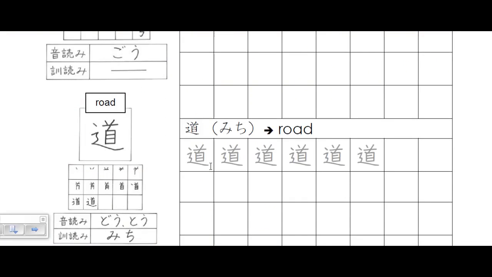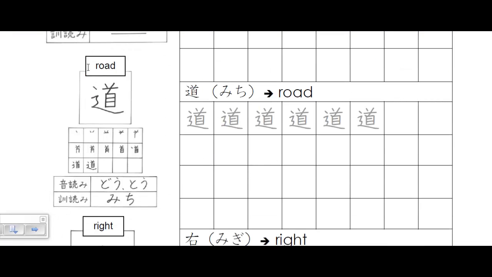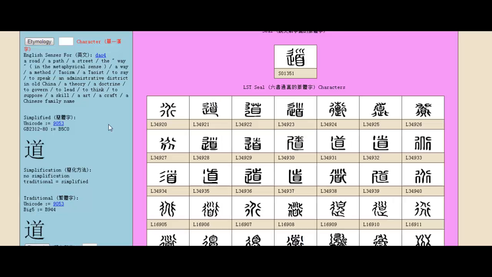Let's move down now to the next kanji, and it's road, michi. Let's check out its origin. Over here, it's very simple. It's not actually used with anything. It's just simply the kanji michi. That's the Japanese reading, the kun yomi. Of course, originally it was from China, and this is what it looked like.